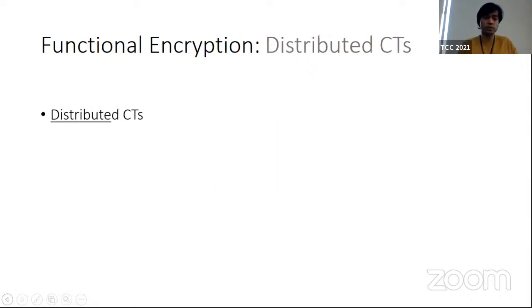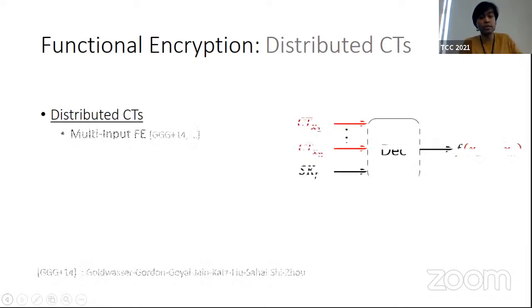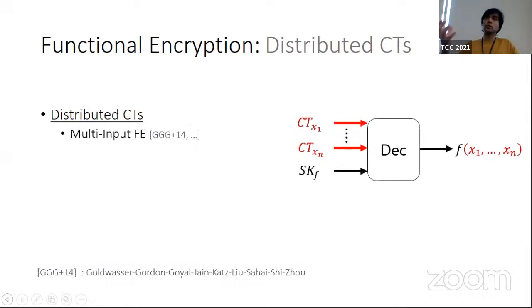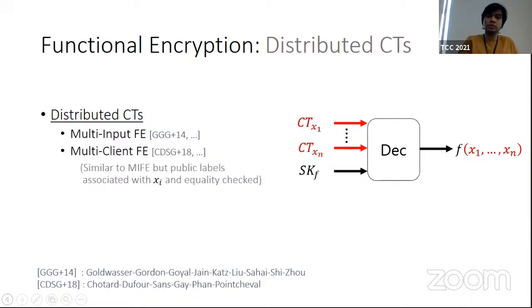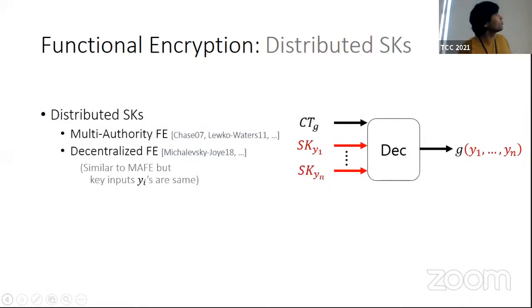And to study these scenarios, functional encryption was studied in these multi-user models. For example, in one of the earliest works by Waters et al., they proposed the notion of multi-input functional encryption, where, as the name suggests, you have multiple different input sources. You encrypt ciphertexts independently for these different inputs, and using a single functional secret key, you can learn the evaluation of the function F on the joint inputs together. And this has been recently extended to the notion of multi-client functional encryption. Similar progress has been made with distributed secret keys, where multi-authority functional encryption, decentralized functional encryption, and much more have been studied.